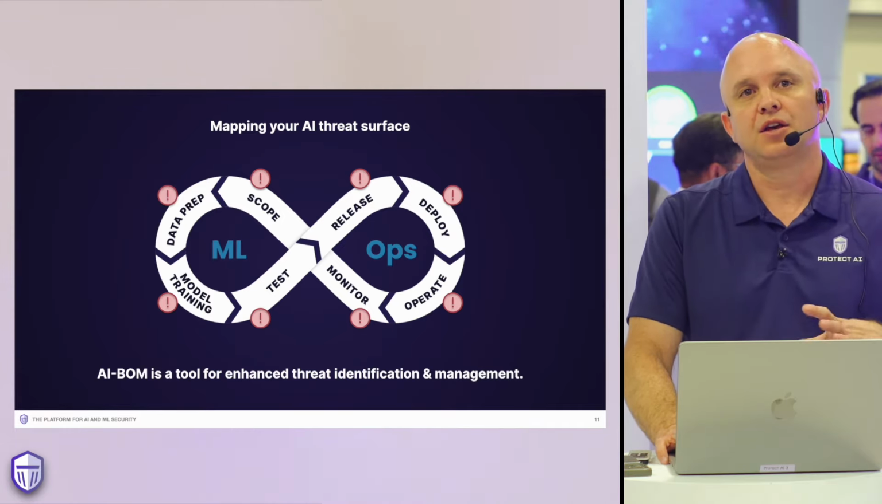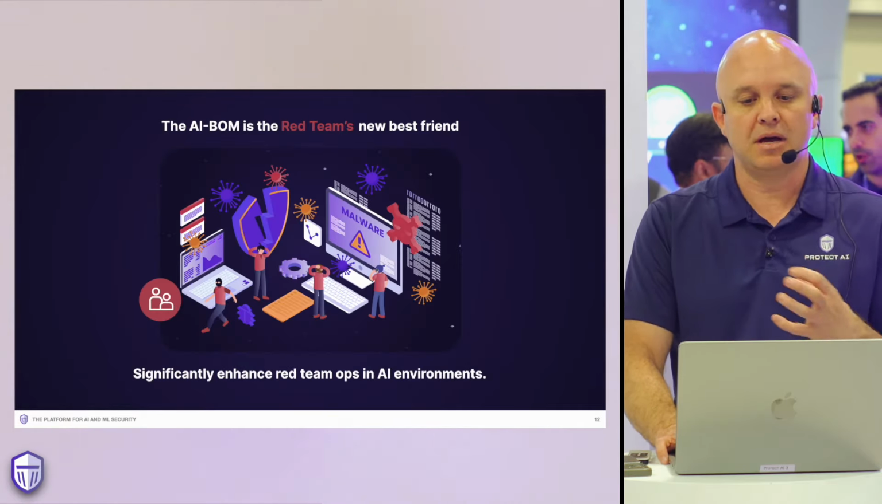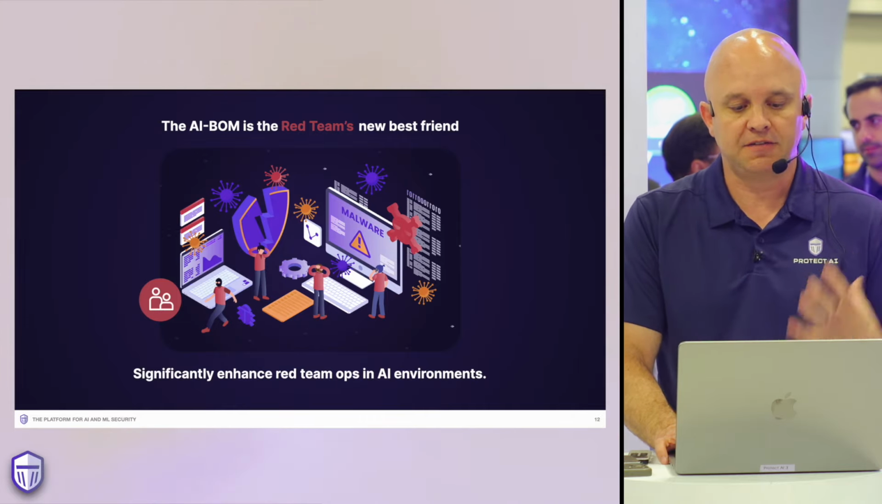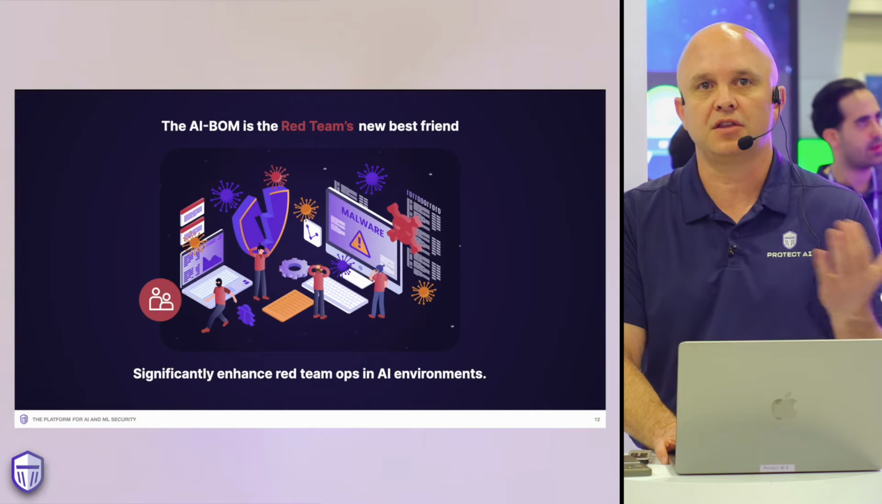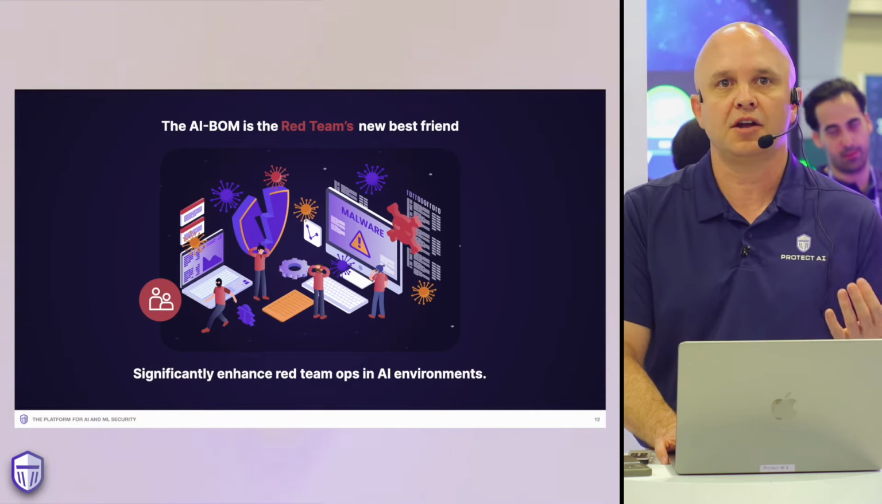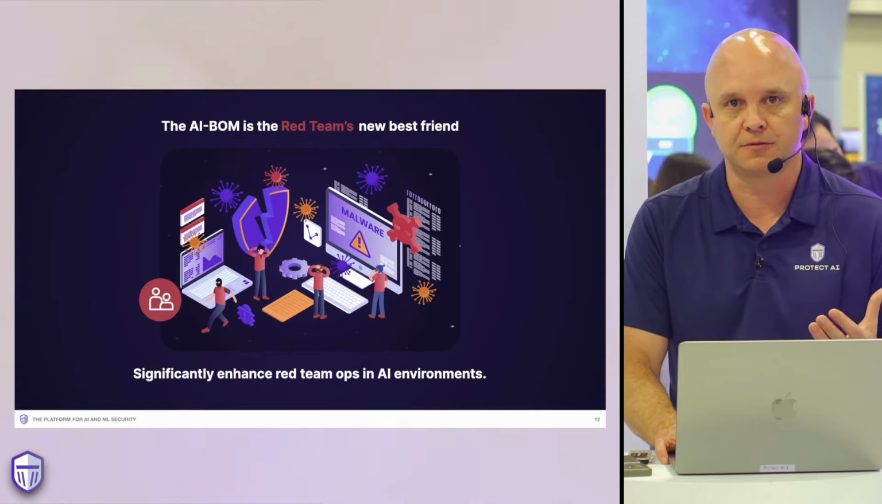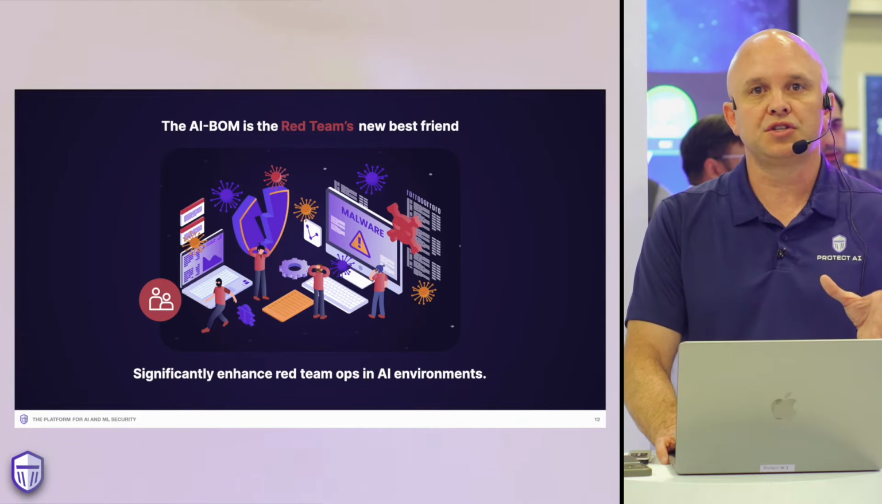Once you have that, you've now created the red team's best friend. This significantly enhances red team ops in AI environments by giving an understanding of everything that's out there in the surface and every area that could be weak and ready for exploitation. But it also is useful for the blue team.